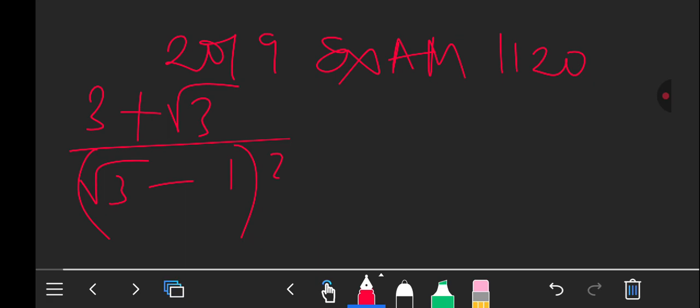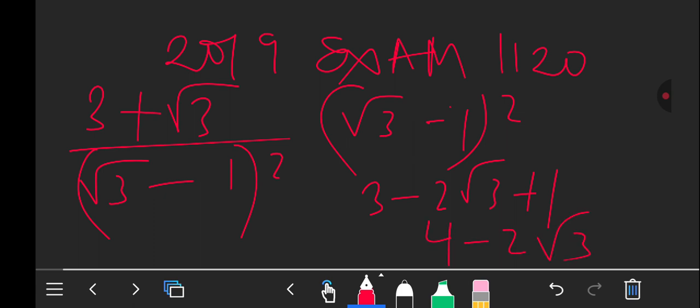So the first thing, you must take this thing on the denominator. So we have square root of 3 minus 1, and it has a power of 2. You evaluate this first. So we're going to say square root of 3 squared, that is just 3. Then you multiply 2 by square root of 3, multiplied by negative 1, that is just negative 2 square root of 3. Then negative 1 squared will just be plus 1. So 3 plus 1, that is just 4. So it will be 4 minus 2 root of 3. So this is what we are going to substitute here. So that is 4 minus 2 root of 3.